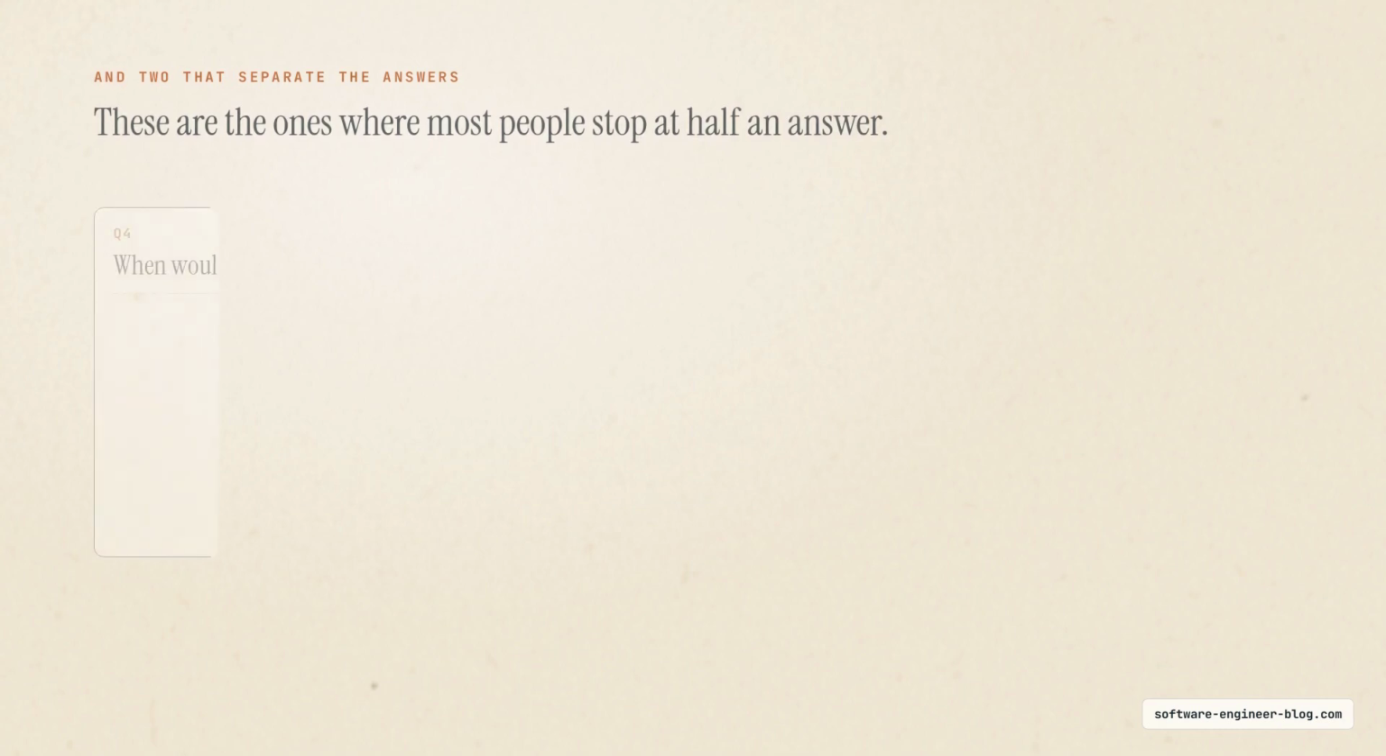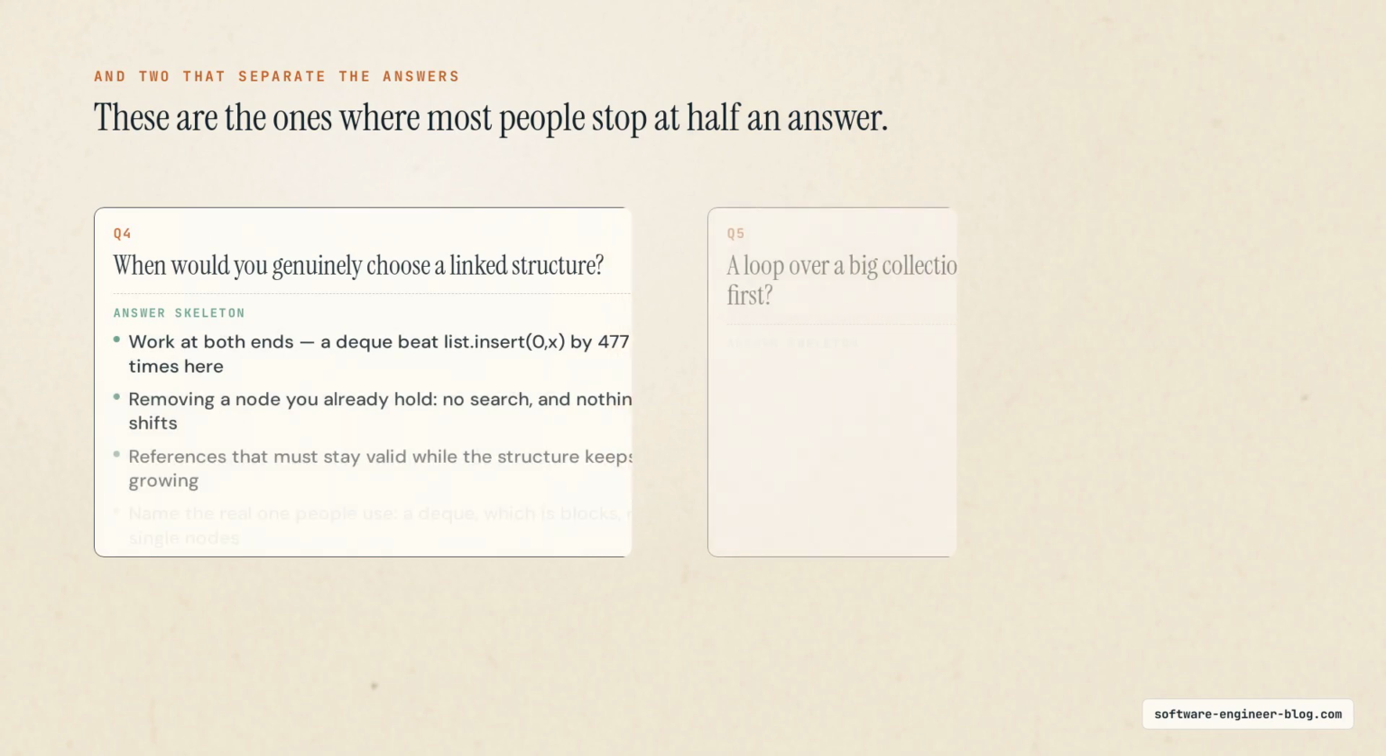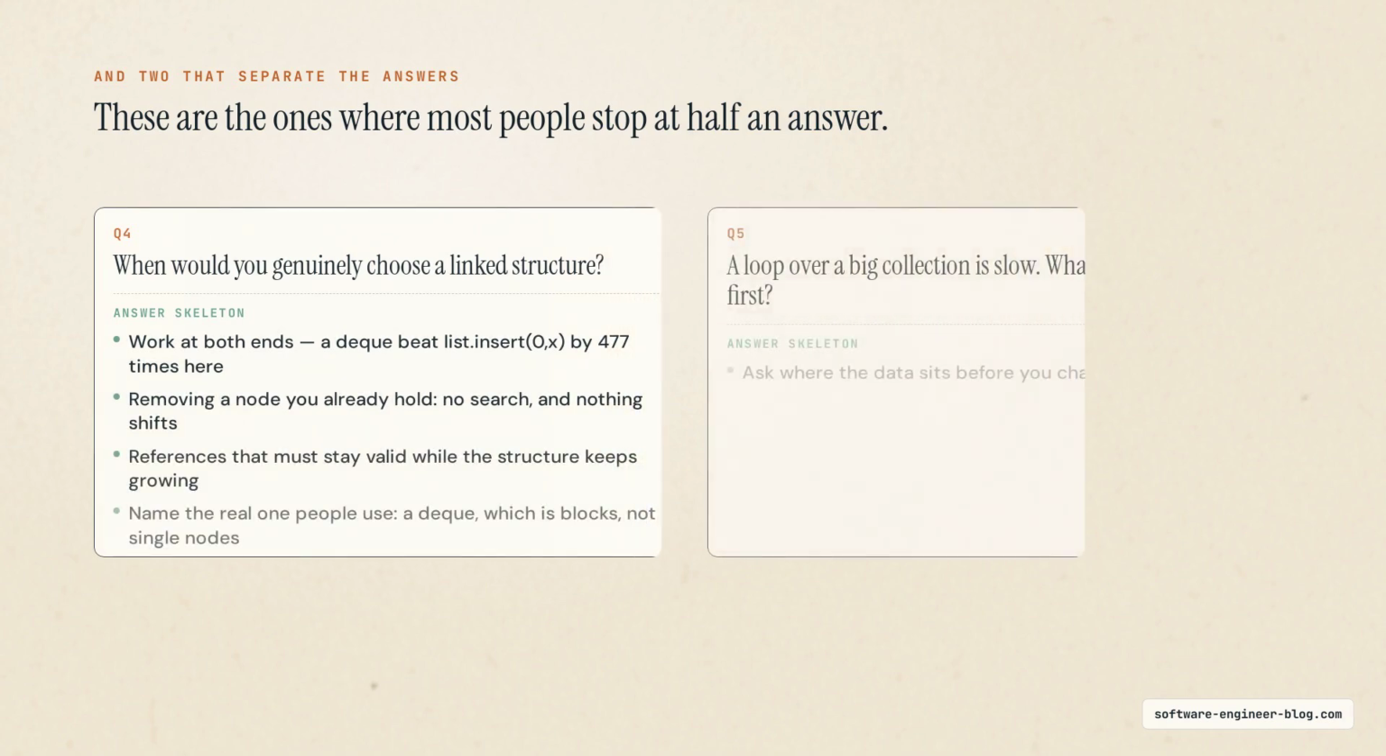And 2 more that separate the answers. When would you genuinely choose a linked structure? Work at both ends, removing a node you already hold, references that must survive growth. And a full answer names the real one people use, a deque, which is blocks, not single nodes.